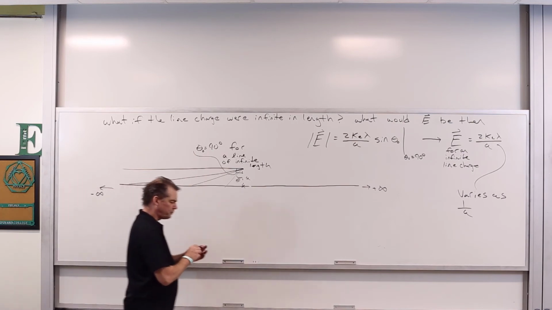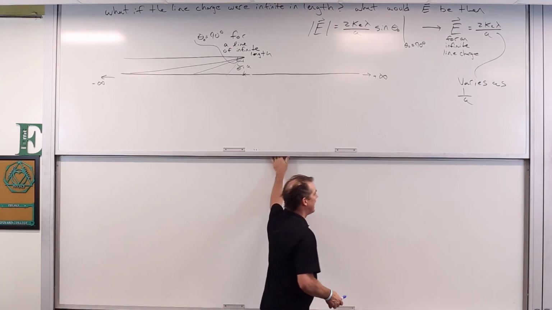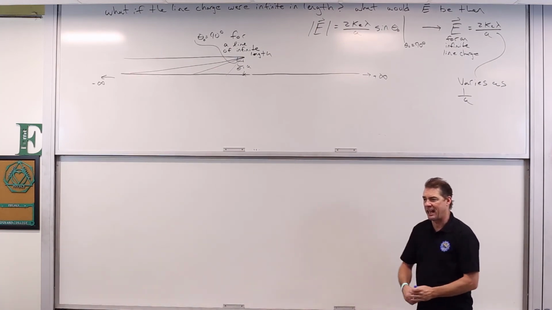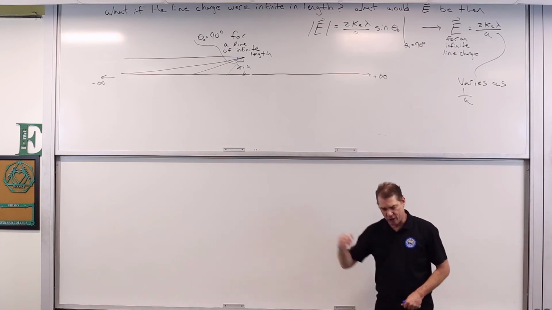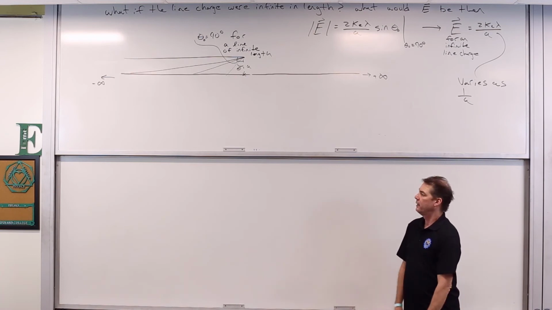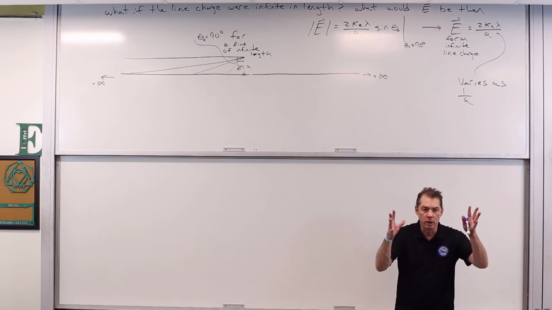All right, so let us then look at an actual problem here. It's a short problem, but it involves the three things that we've just looked at: a continuous line charge, aligned with the ends, aligned with the midpoint, and then infinite, and just determining what the electric field is. So, here is the problem.